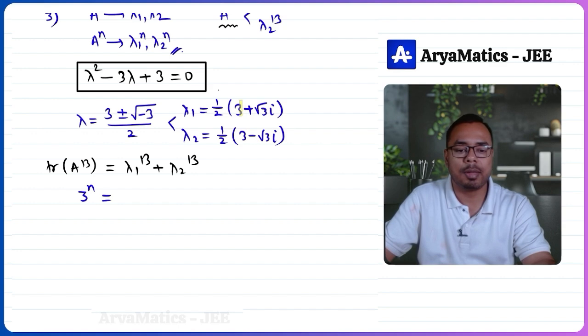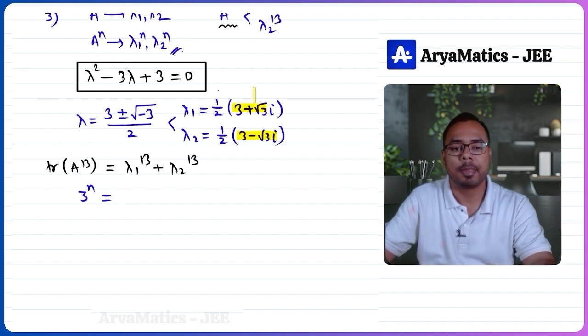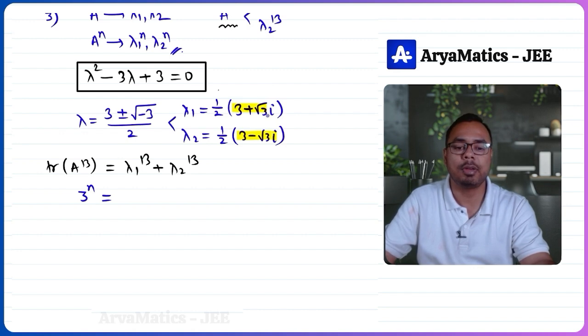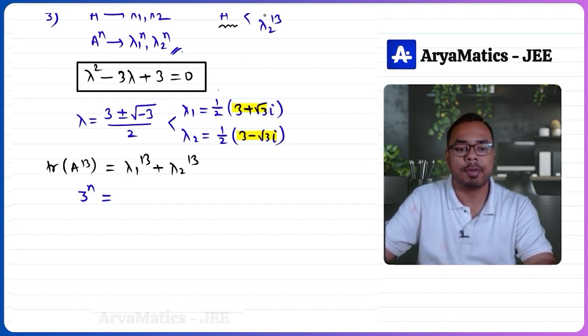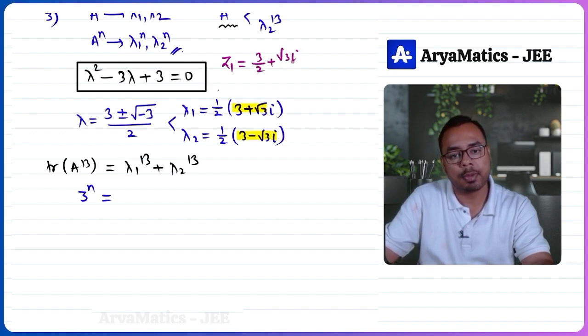Now, in most of the problems, you will get simple eigenvalues, right? Simple integers, but here we are getting a complex number. So if I have to calculate any large power of a complex number, then we know that we have to express that complex number in polar form or Euler's form and then use De Moivre's theorem, right? So if I say that this complex number, let us say lambda 1, I'm representing as Z1, so this is 3 by 2 plus root 3 iota by 2.